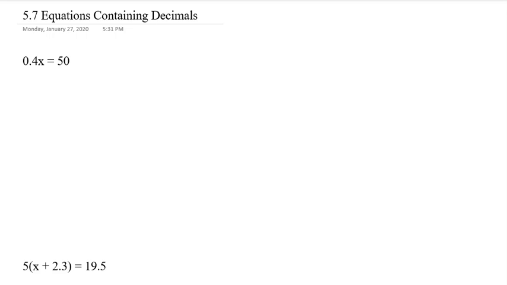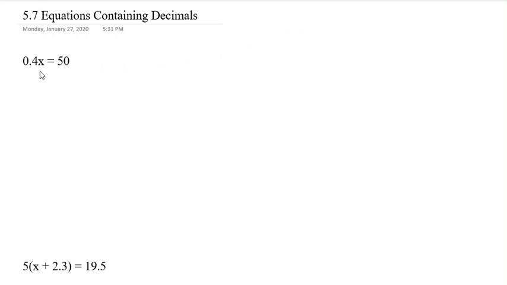We are going to talk about solving equations containing decimals. Now, this is really a review of two things, solving equations and working with decimals, and so just mixing the two things together. So I think this should be fairly easy. We'll do a couple of examples here.